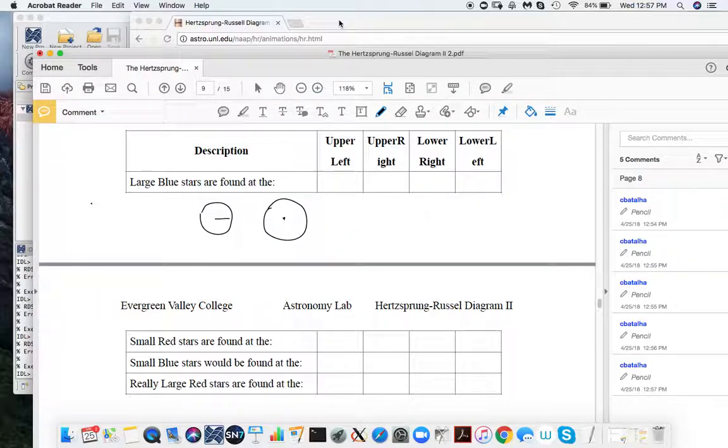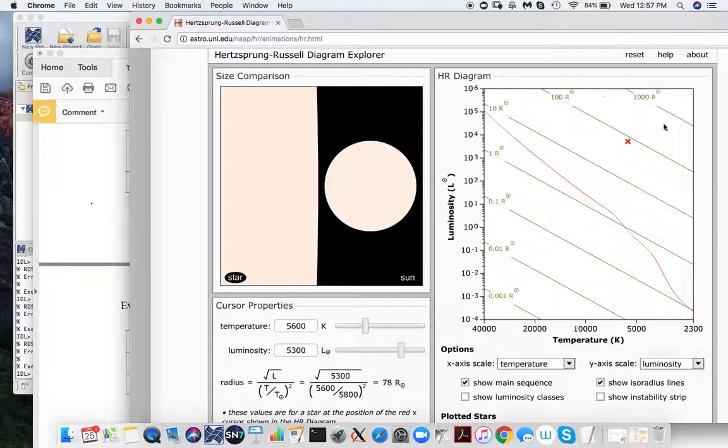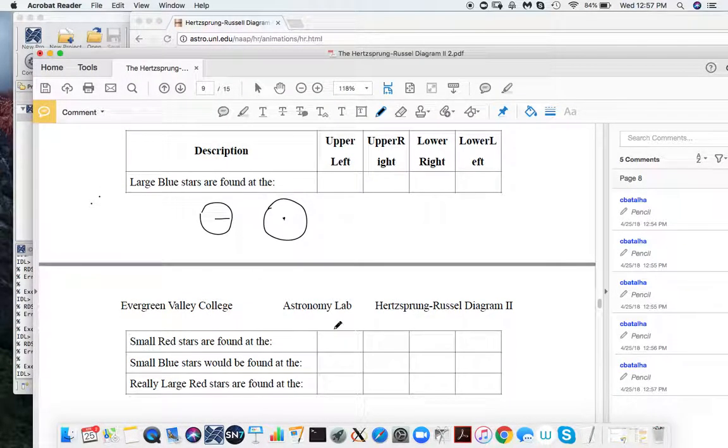So the solar radius, stars with 100 times solar radius, they are somewhere here. They can be cold or they can be hot. Okay. But we want to find where the large blue stars are found. On the upper left, right? So then we would mark right here.